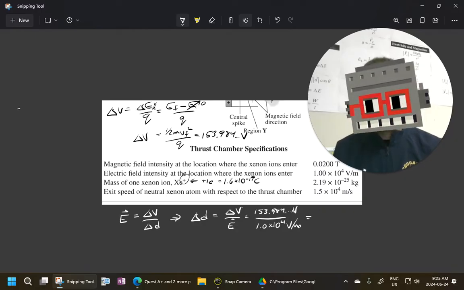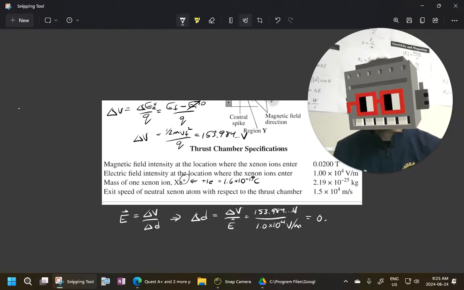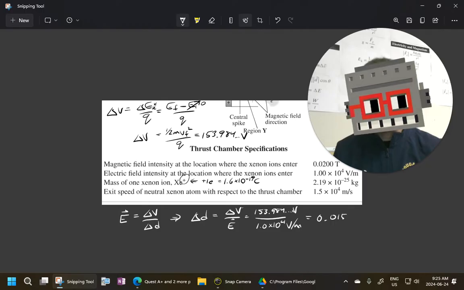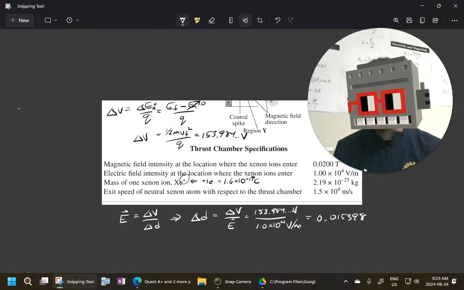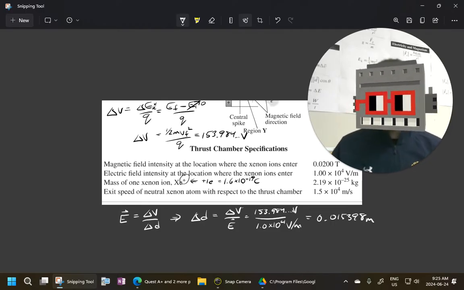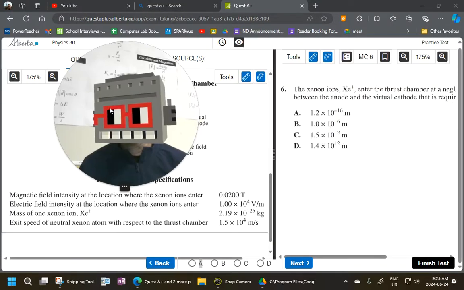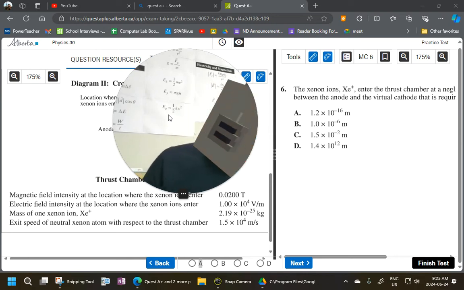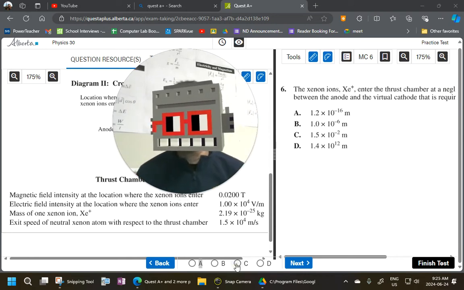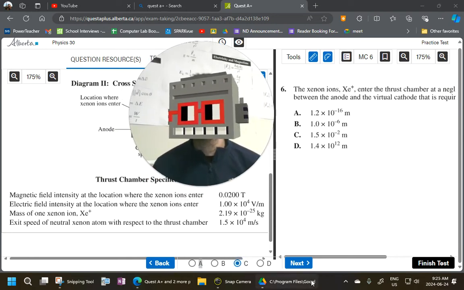So we have about 1.5 centimeters or so. I don't know what they want for an answer here. Just one second. I have to go back here. Is it numerical response? No, it's not numerical response. You just want the answer. 1.5 times 10 to the negative 2. So that's going to be a C. There you go.